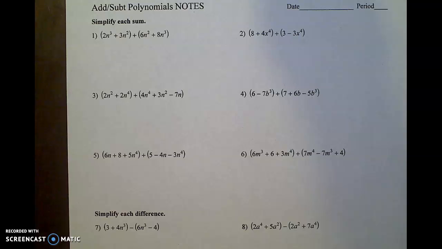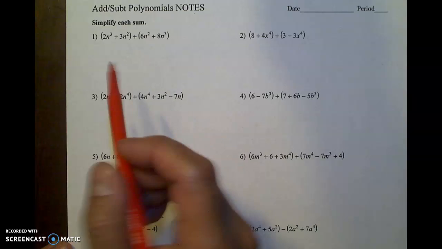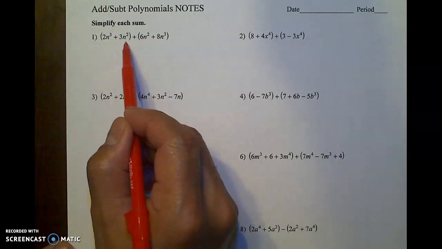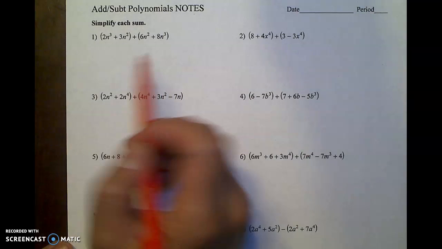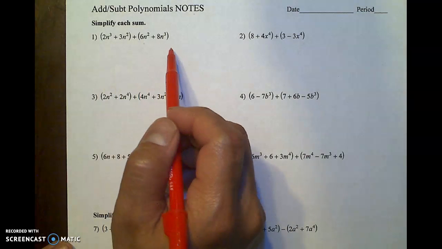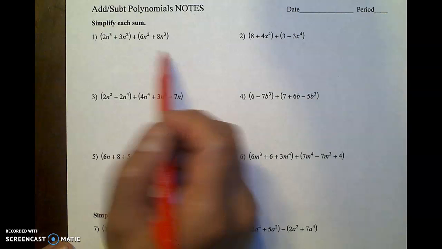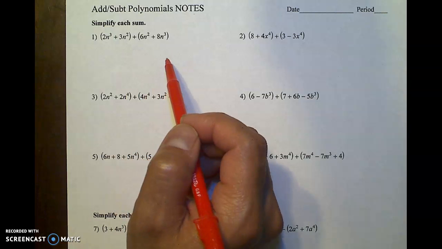Alright, good morning. We are now going to talk about adding and subtracting polynomials. When you're adding and subtracting polynomials, you are looking to combine like terms. Like terms are terms that have the same variable and the same exponent. If you take a look here, we're going to take this polynomial and add it to this polynomial. While everything in each of these terms has the same variable, not all of them have the same exponent.